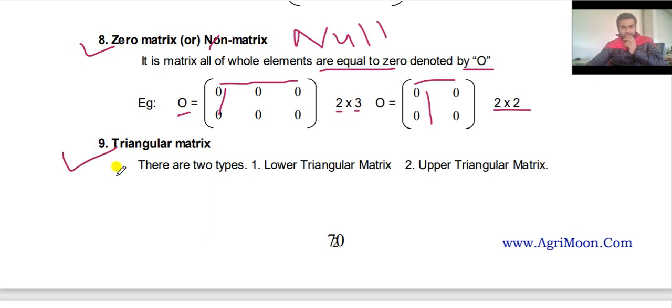Next is the triangular matrix. Triangular matrices are of two types. One is the lower triangular matrix and the other is the upper triangular matrix.